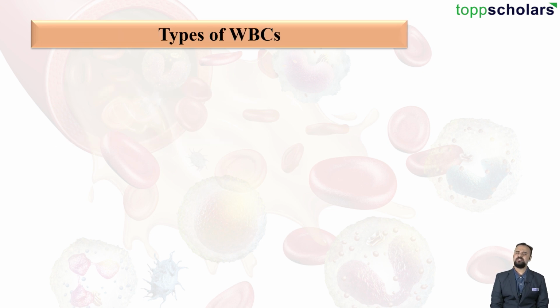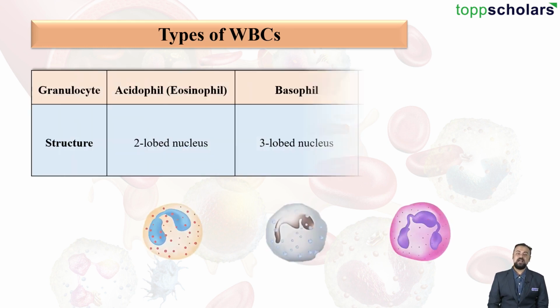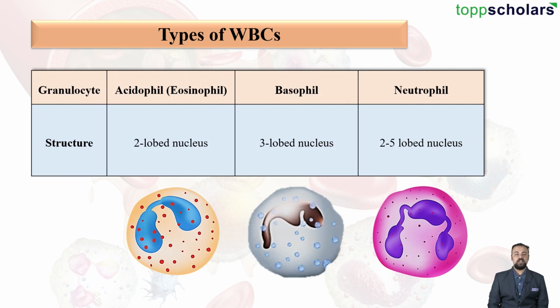Moving on students, now let us study the different types of white blood cells. White blood cells are broadly categorized into granulocytes and agranulocytes. As you can see, we are first focusing on the granulocytes, in which there are further three types. Acidophils, also known as eosinophils, then we have the basophils, and finally the neutrophils.